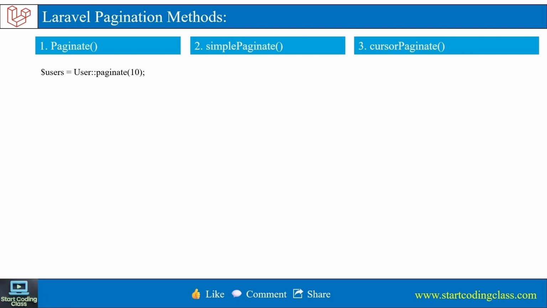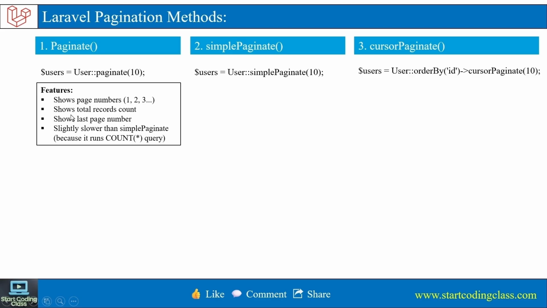If I talk about simplePaginate, it is something like that. In place of paginate, you have to write simplePaginate, and inside the brackets, as the parameter, you send the number of records. And if I talk about cursorPaginate, it is like this: orderBy ID and cursorPaginate with the number of records. With paginate, we will show the records like 1, 2, 3, previous button, next button, and the page numbers.